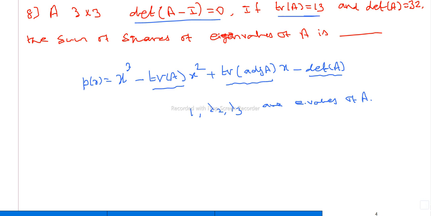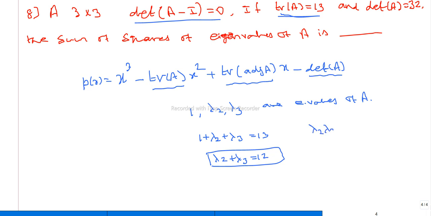It is given that the trace is 13. Trace is nothing but the sum of the eigenvalues. If we sum these 3, 1 plus lambda 2 plus lambda 3 should be 13. Therefore lambda 2 plus lambda 3 is 12. We know this. And the product of the eigenvalues should be 32. Therefore 1 times lambda 2 times lambda 3 is 32. We know this.